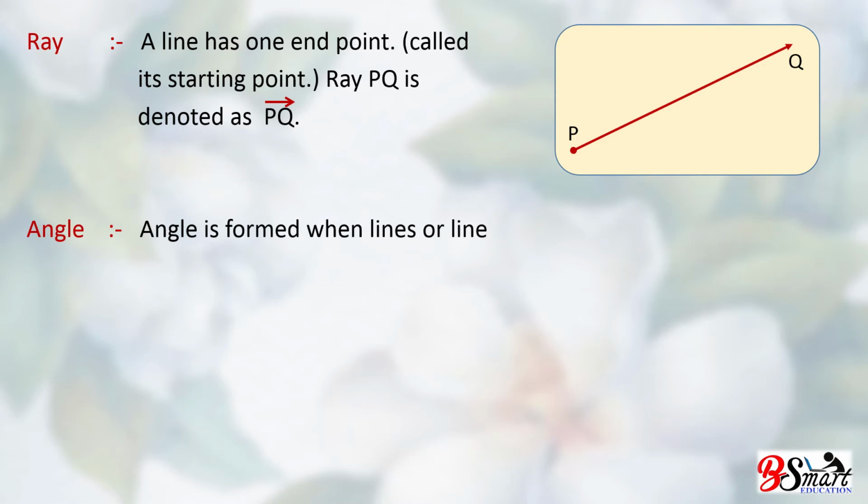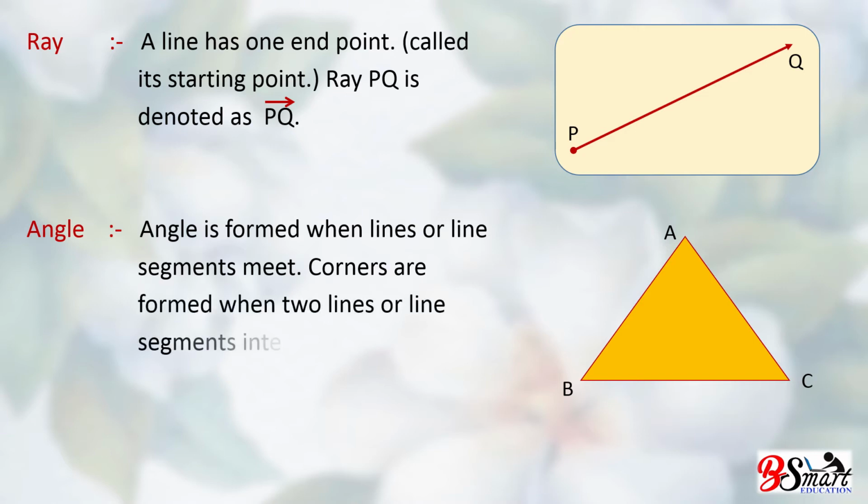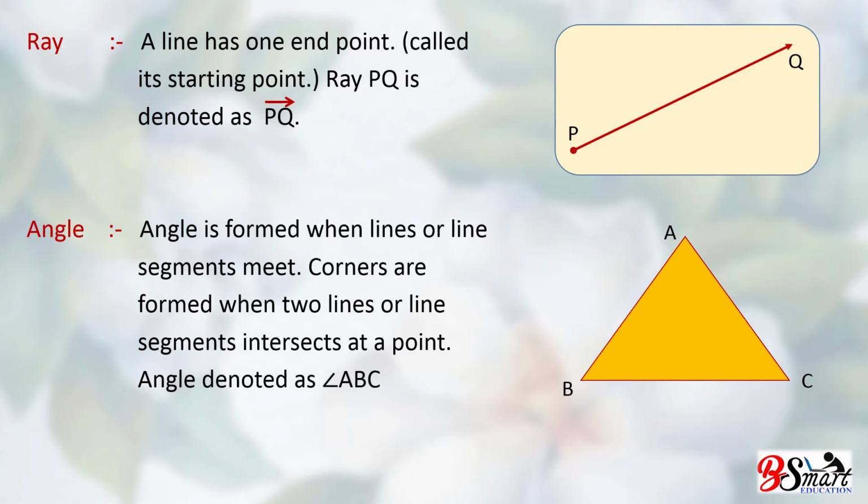Angle. Angle is formed when lines or line segments meet. Corners are formed when two lines or line segments intersect at a point. Angle is denoted as angle ABC. Look at the given figures.